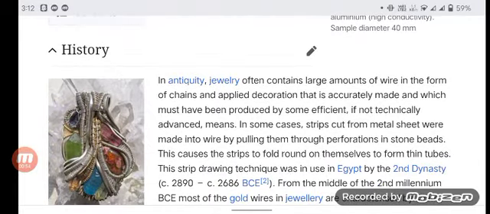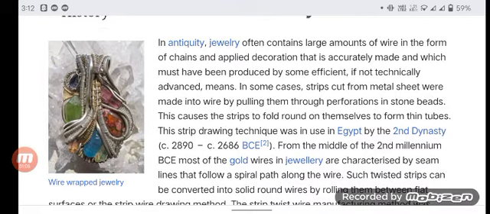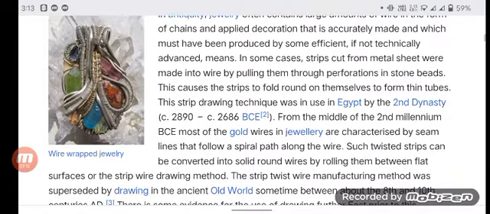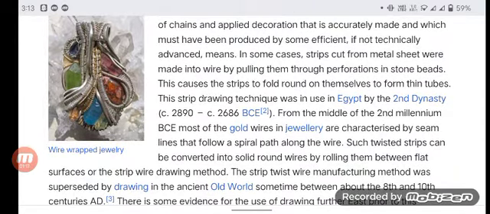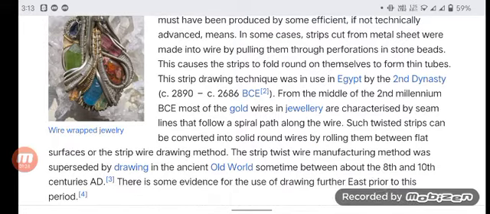History. In antiquity, jewelry often contains large amounts of wire in the form of chains and applied decorations that is accurately made. In some cases, strips cut from metal sheet were made into wire by pulling them through perforations in stone beds. This causes the strips to fold around on themselves to form thin tubes. This strip drawing technique was in use in Egypt by the Second Dynasty.